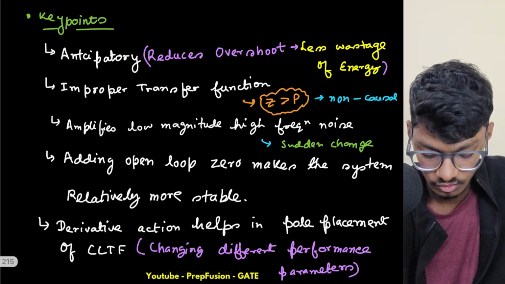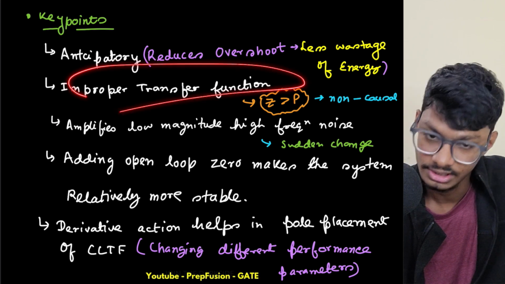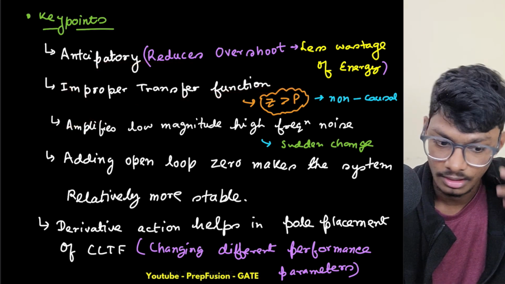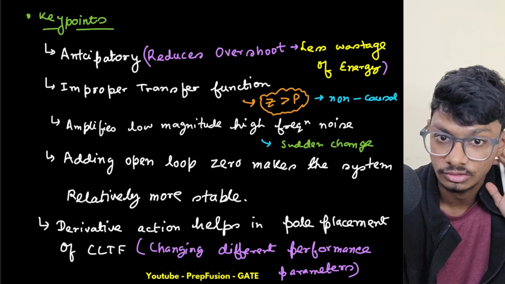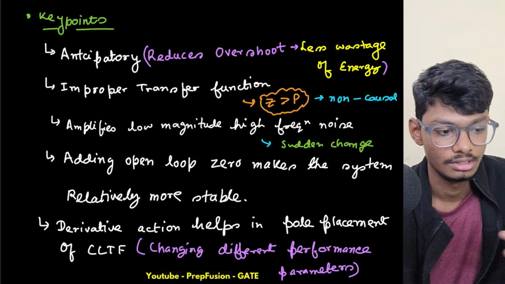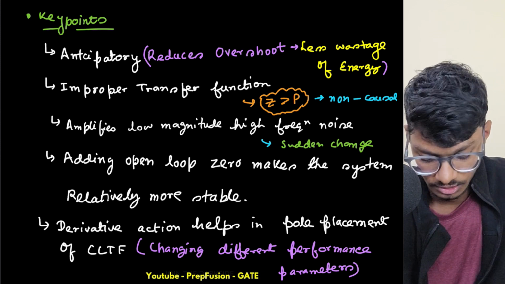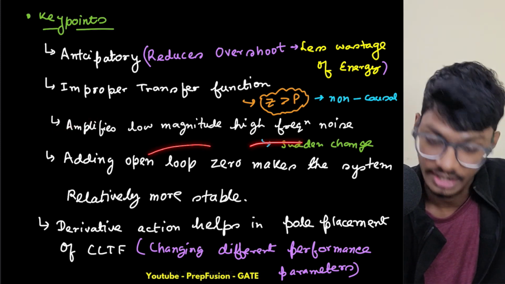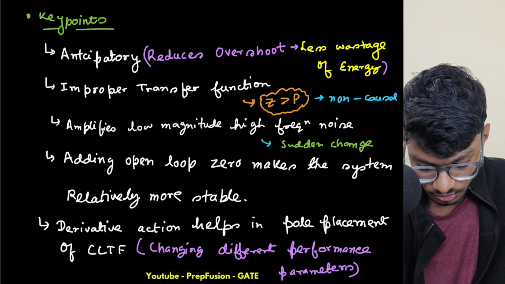What was the issue? Firstly, it is an improper transfer function. It is a non-causal system. Basically, the current output of the controller depends on the present and the future input. So that is a non-causal system. Then it amplifies low magnitude high frequency noise. That was also one issue. So these were the issues with that.